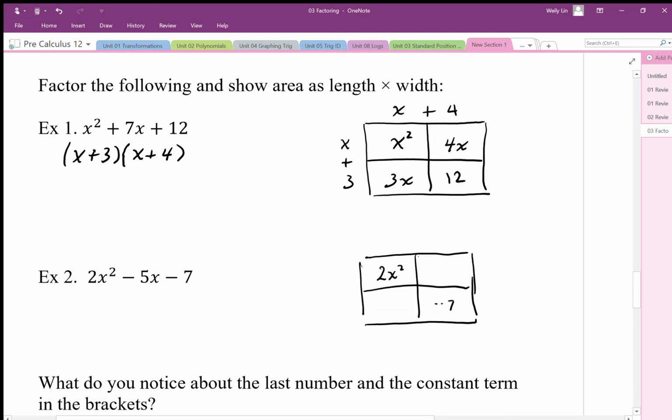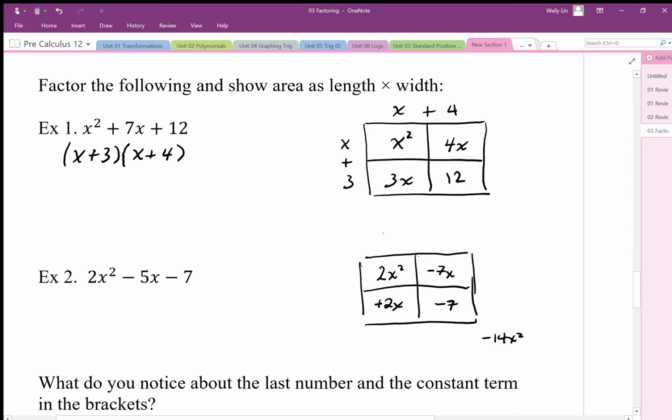So I know the diagonal product is negative 14x squared. Okay, I know that along the other diagonal, it has to add to negative 5 because that's how we got this right here. It's got to multiply to negative 14 and add up to negative 5. So the two numbers are going to be negative 7 and positive 2 to give us the negative 5x.